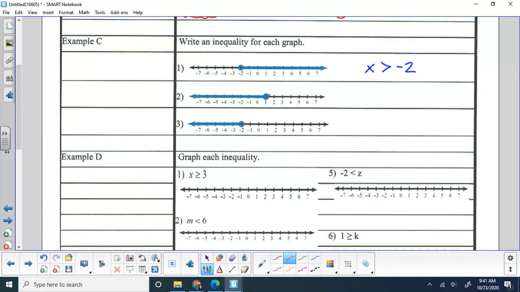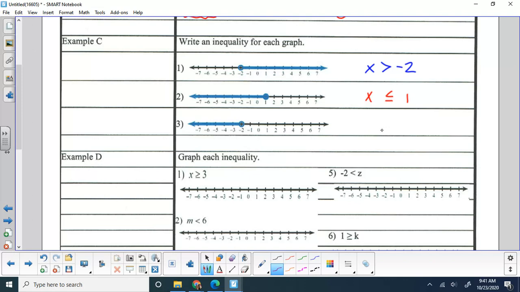All right, on the next one, I see a closed-in circle, so that means it's going to be the "or equal to," and it's anything that is less than. So I'm going to use the less than or equal to, and I'm going to put the 1. And again, I'm just going to grab a number. Is -7 less than or equal to 1? And it is. So we're good to go there.